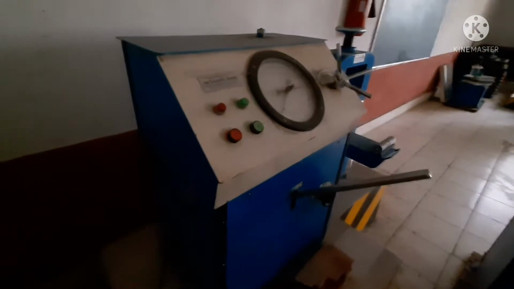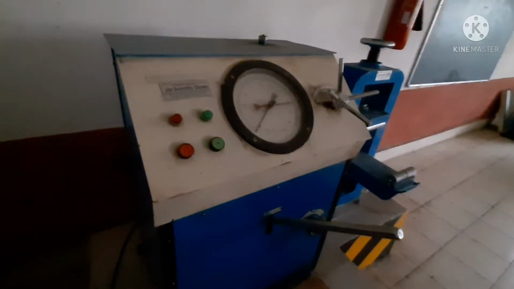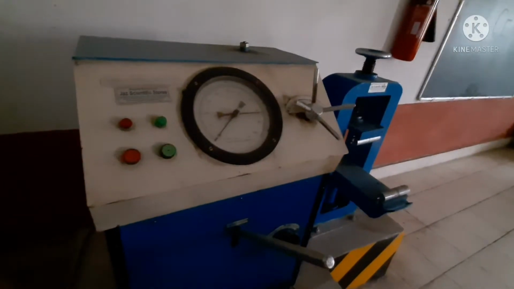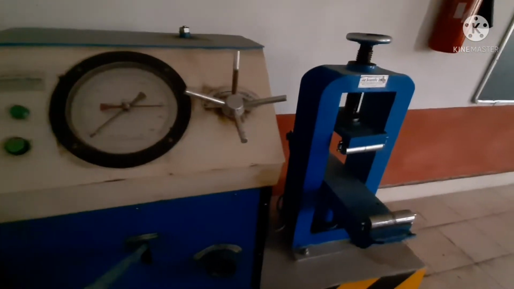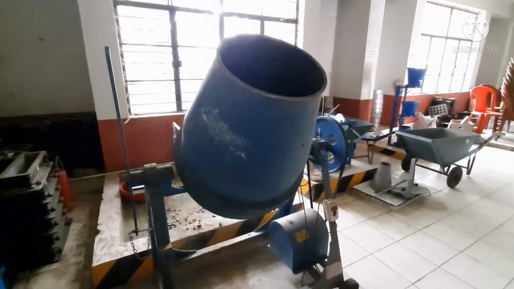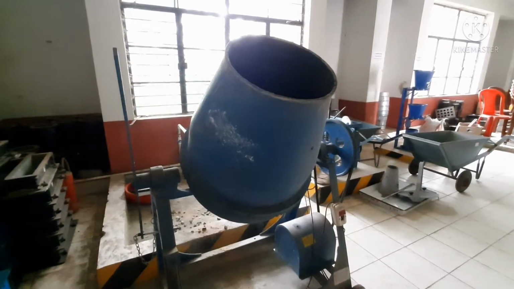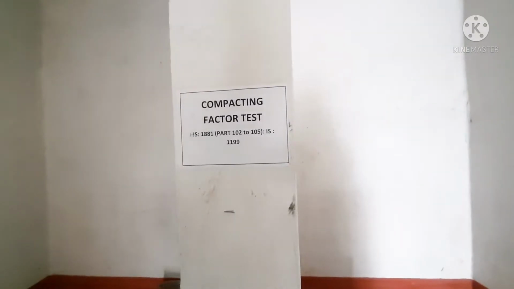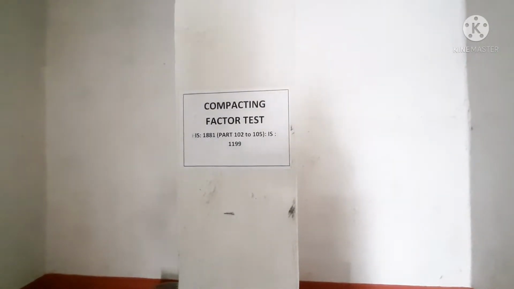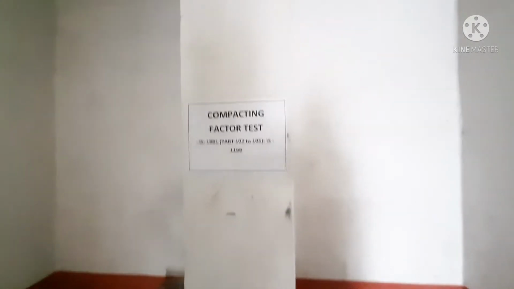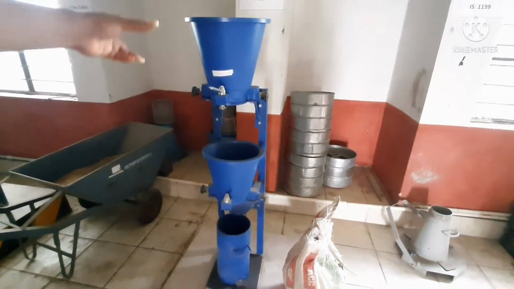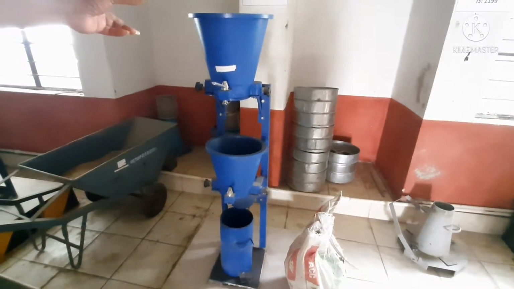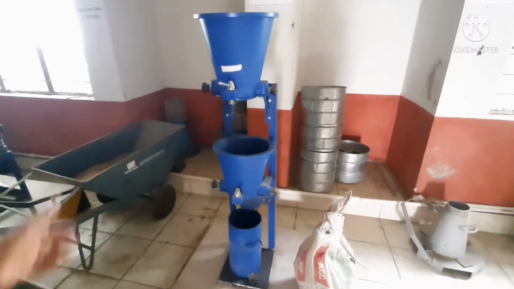You can see the flexural testing machine apparatus. In this machine, we will perform the flexural strength test of beams. We also have a concrete mixer. Here you can see this apparatus is the compacting factor test, which conforms to IS 1881 Part 102 to 105. In this machine, we will determine the workability of concrete.